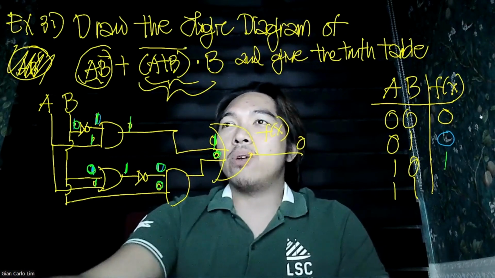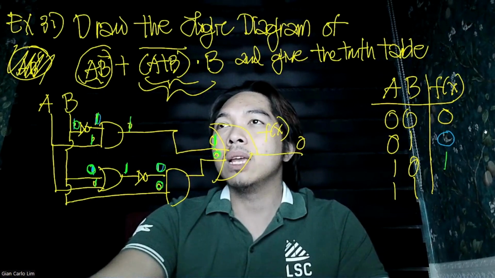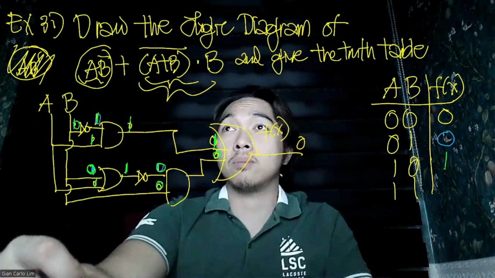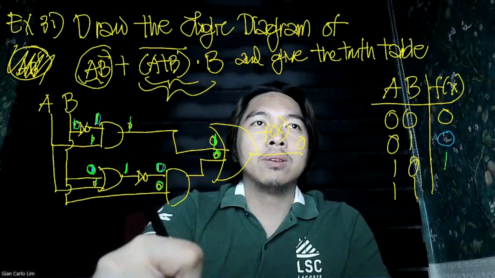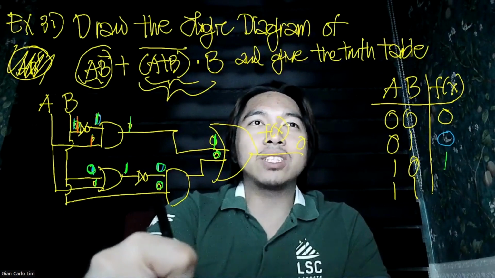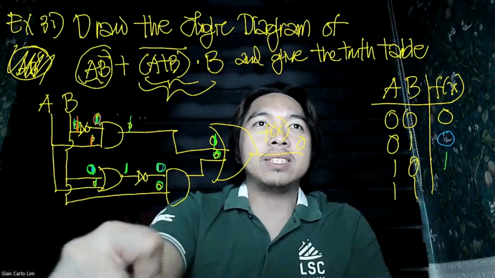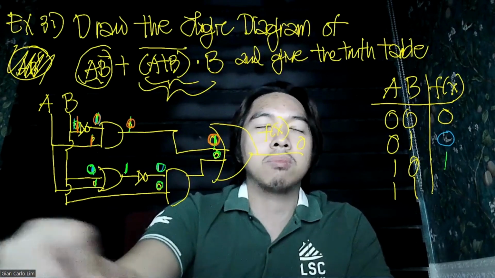And then, of course, our last function here. So I'm going to use an orange pen. Okay. So 1 and 1. So 1 here and then 1 here. 1 not, so that would be 0. 1 and 0, so that would be 0. So magiging 0 din dito.